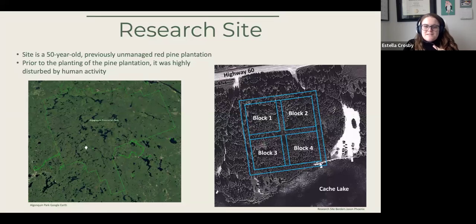In the 1970s, a red pine plantation was established, and then the area was left unmanaged until several years ago when this project began. However, some remnants of these human disturbances still remain at the site today, including the hotel steps and pieces of the foundation. There's also a historical walking trail within the site still present, and close to the site, there's a parking lot and a boat launch. So this area still experiences human-caused disturbances.